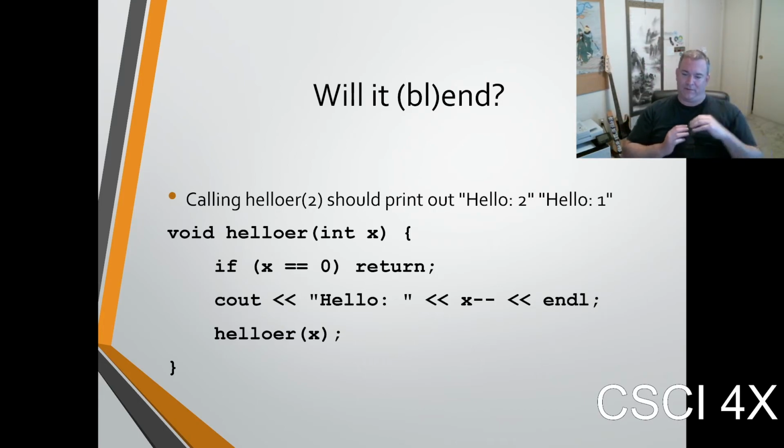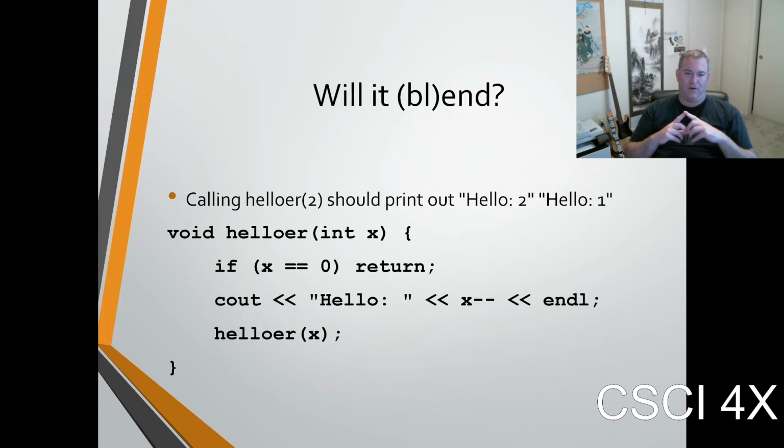So we fixed our base condition. Our base condition is now at 0. So when we hit 0, it terminates. X minus minus is going to print. So if we pass in 2, it's going to print hello 2, then decrement x to be 1 after the cout statement. So that's correct. If we did minus minus x, it would print out hello 1 for hello or 2. So x minus minus is correct here.